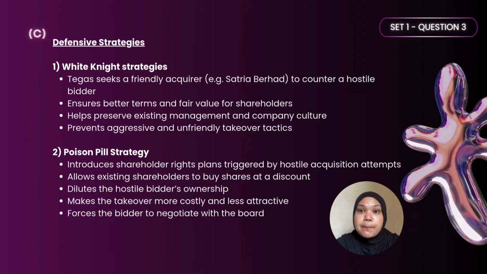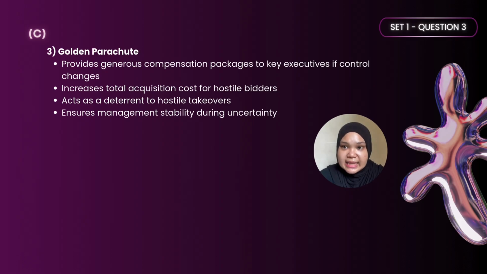Another strategy is the poison pill defense, which allows existing shareholders to purchase additional shares at a discount if a hostile acquirer gains a controlling stake, thereby diluting the acquirer's ownership and making the takeover more costly. Lastly, Tegas may implement golden parachute arrangements that provide generous compensation to key executives in the event of a takeover, increasing the overall acquisition cost and discouraging hostile bids.